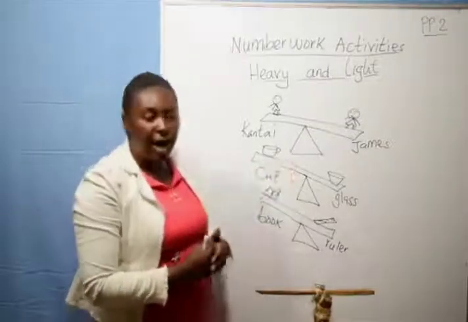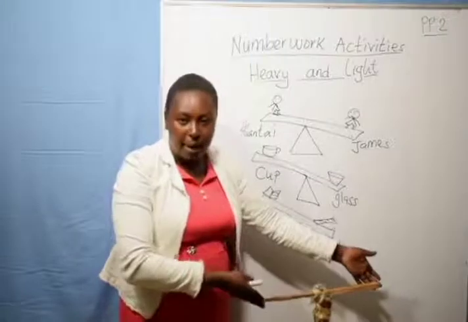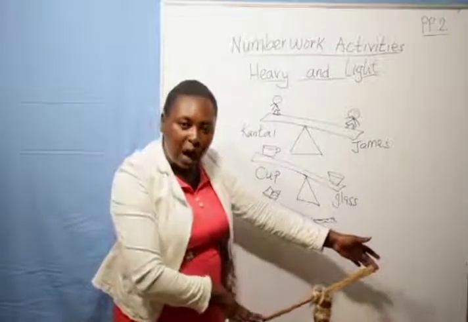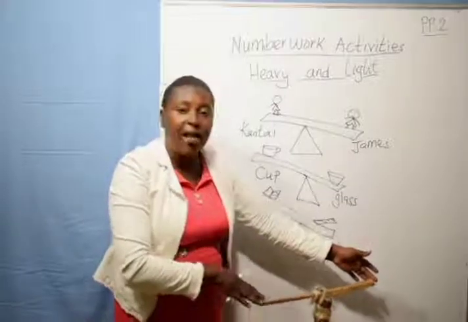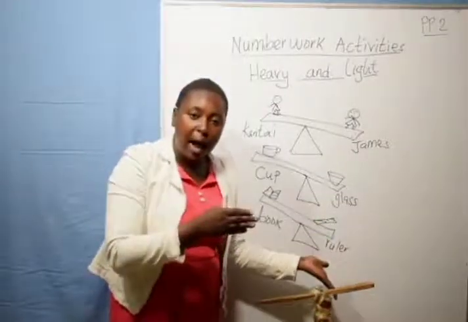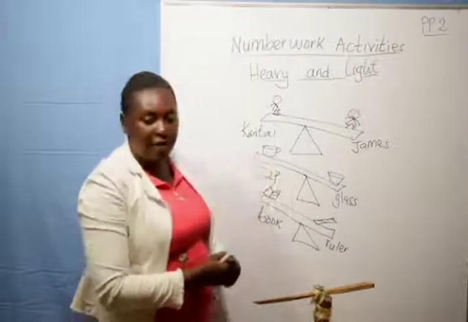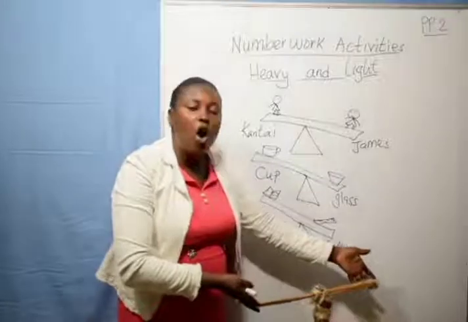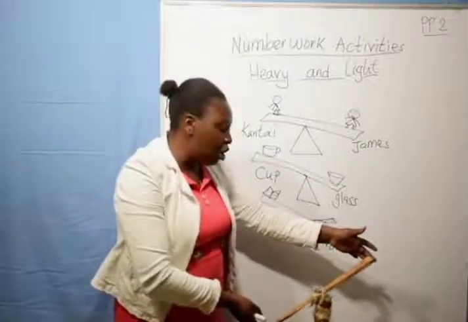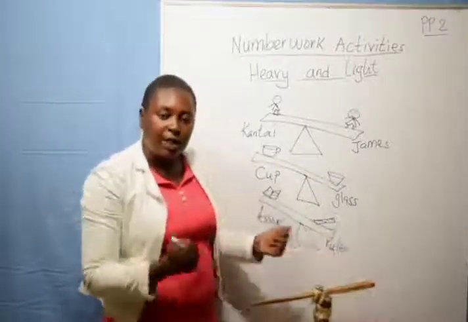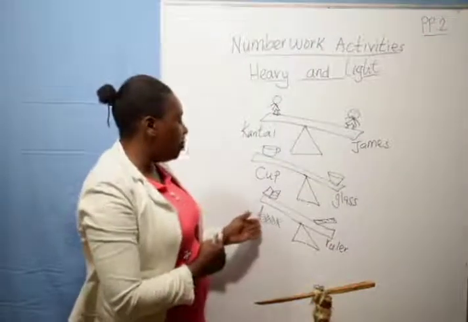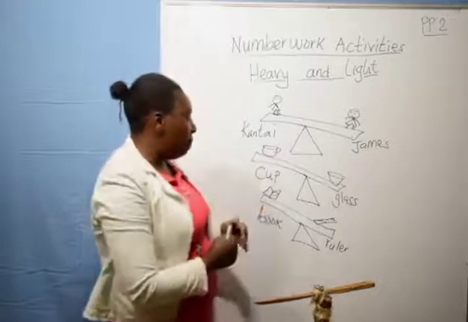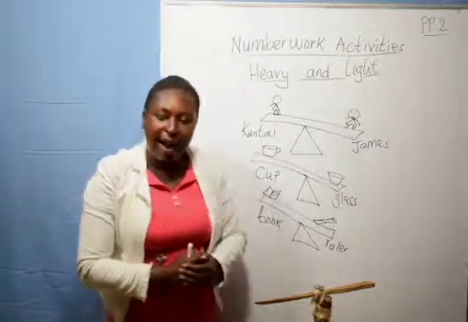A cup and a glass, whereby we have placed it on our balance here. We have seen the side where the cup was moved down slowly, while the side where the glass was moved up, because the cup is heavier than the glass. A book and a ruler. The side of a book moved down, while the side of the ruler moved up. Definitely, what does it show? It shows us the book is heavier than the ruler, and the ruler is lighter than the book. Heavy and light. Try it.